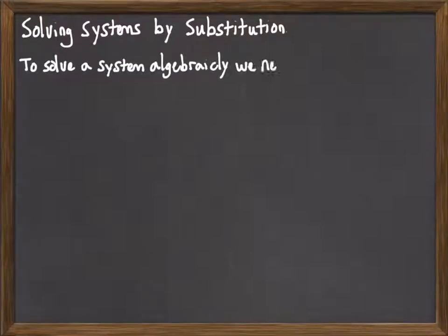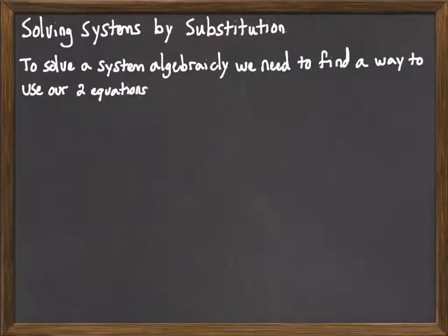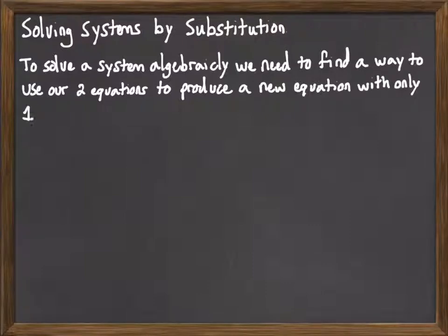To solve a system algebraically, what we have to do is find a way to use the two equations that we're given, because again we're dealing with systems of two equations, to produce a new equation that has only one variable. Because if it has only one variable, we know how to solve that. So our goal becomes, what can we do to our equations to come up with an equation that has only one variable.